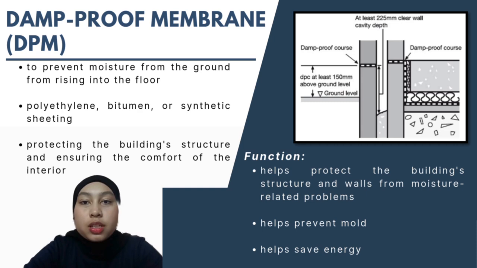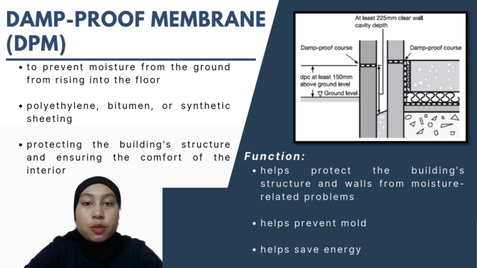DPM is important in building construction because it can help protect the building's structure and walls from moisture-related problems. It also keeps the floor safe by providing a moisture-resistant layer that stops issues like rot, warping, or decay. Next, it helps to prevent mold by keeping the area dry, which can improve air quality inside the building and lower the need for expensive repairs.